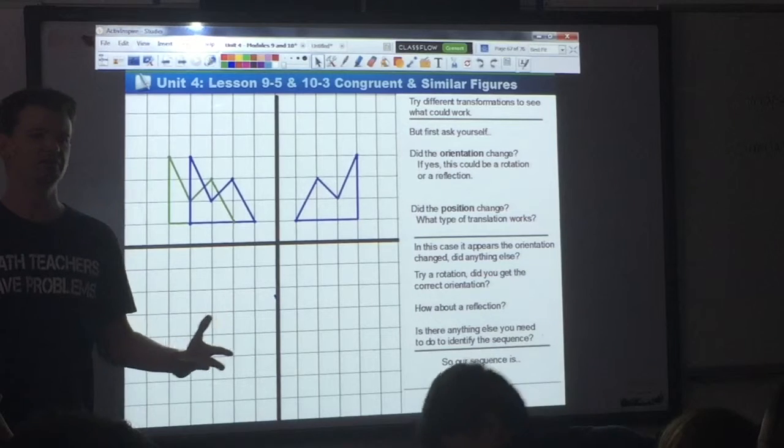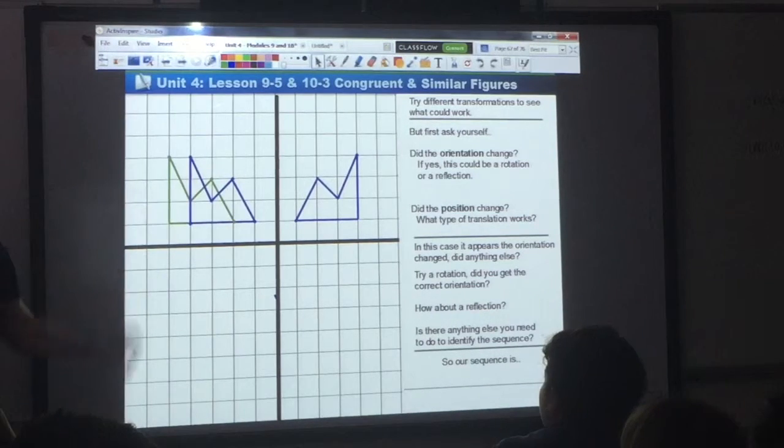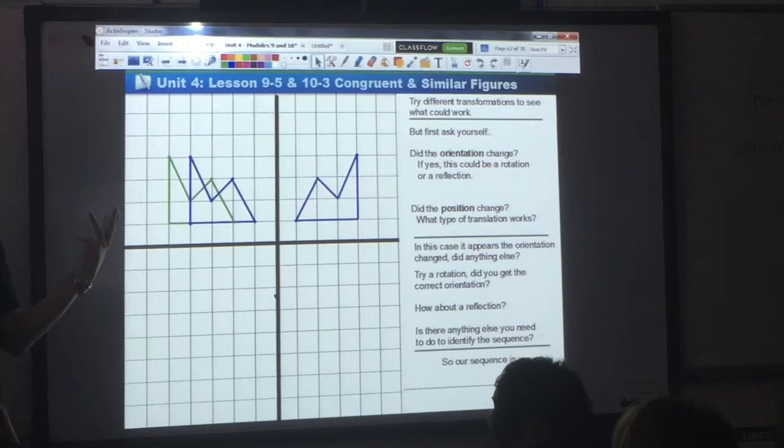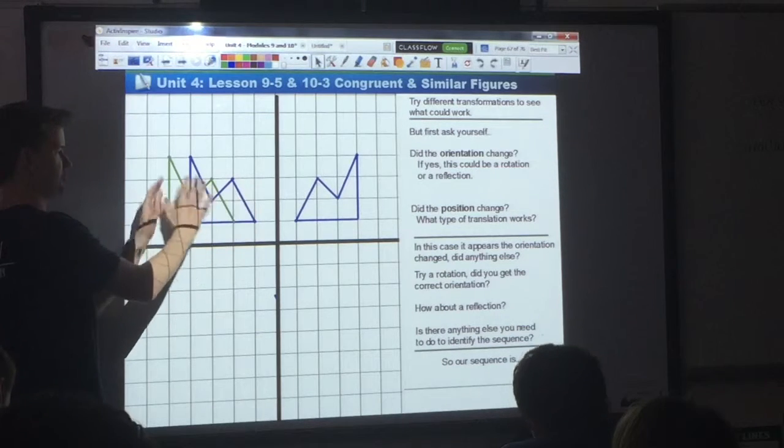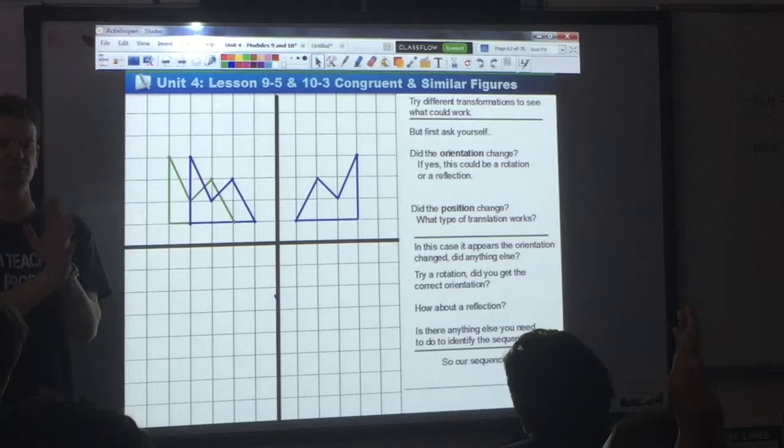Okay, so we have our figure reflected. So we know that we had to do a reflection across the y-axis, but it is not totally congruent yet. For it to be congruent, this figure should fully overlap that one. So there's something else that has to happen here.